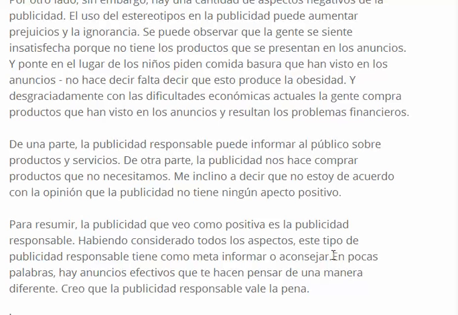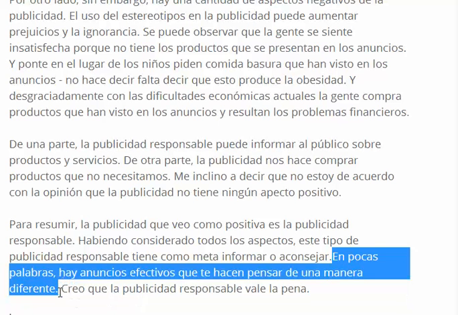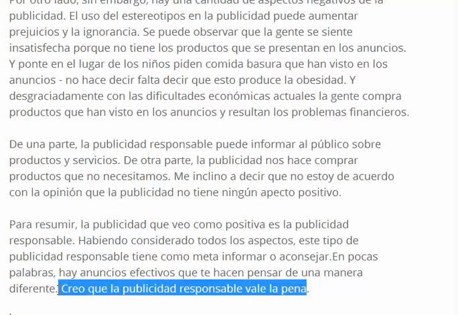Then I developed the idea a little bit more. En pocas palabras, in a few words, hay anuncios afectivos que te hacen pensar de una manera diferente. So this is the positive aspect of publicity. Perhaps it does make you think in a different way. Think of those things about using seatbelts. All of those things have a really positive effect.